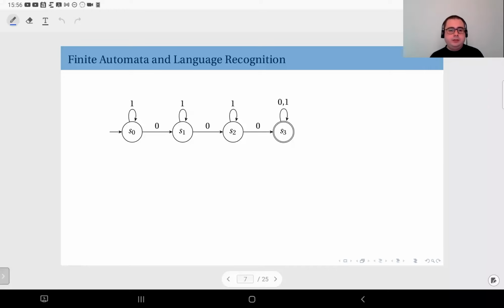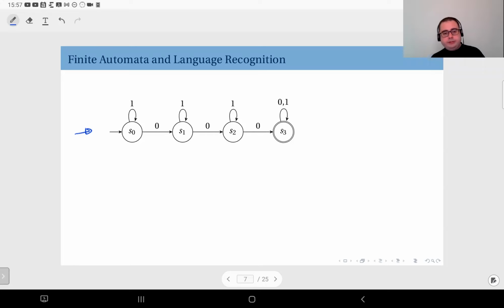Okay, as we have defined what it means for a finite automaton to recognize a language or a string, let's see some examples on how to determine the language that a given finite automaton recognizes. So, for instance, this one is one of the examples we have seen earlier.